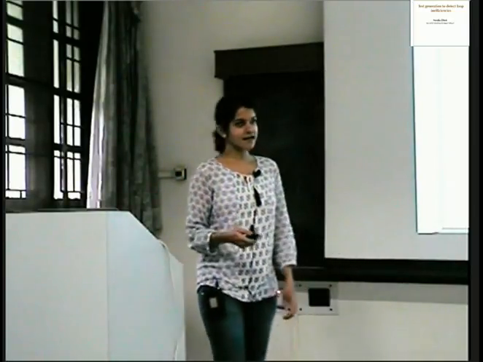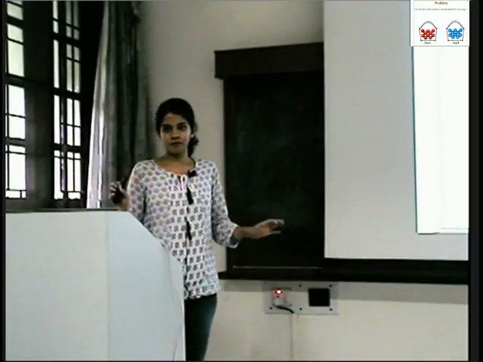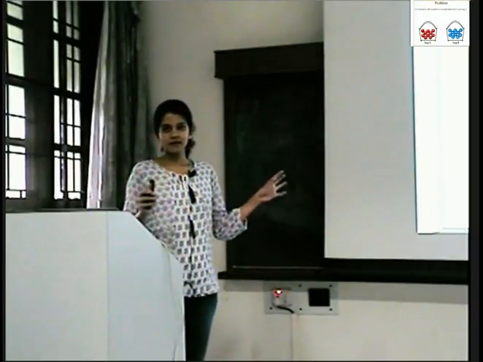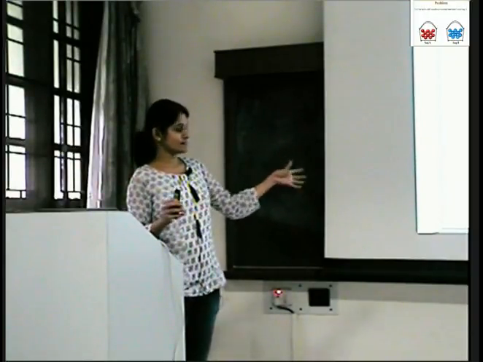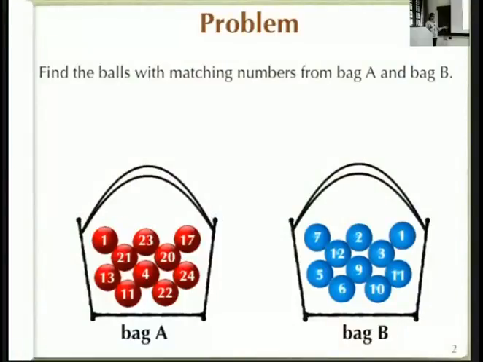So let's get it started. I have a very simple problem for you. I have two bags. In the first bag A there are red balls, and in bag B there are blue balls. I have numbered these balls, and my problem is to find the balls with matching numbers from bag A and bag B. Very simple question, right? So what's the answer to this question?